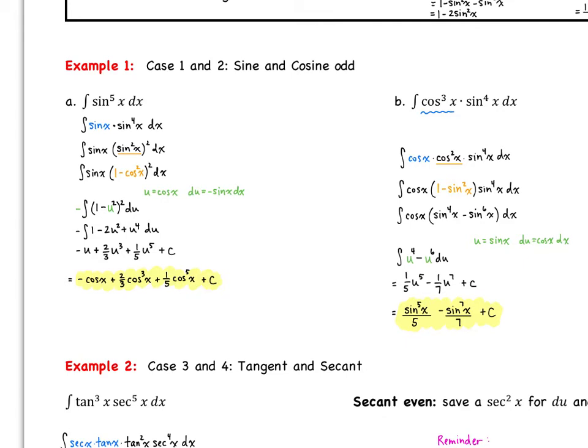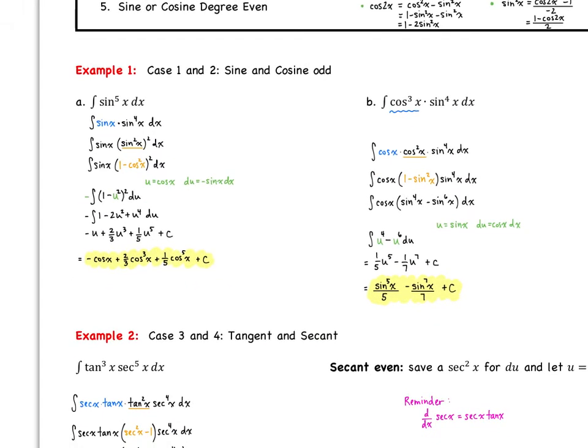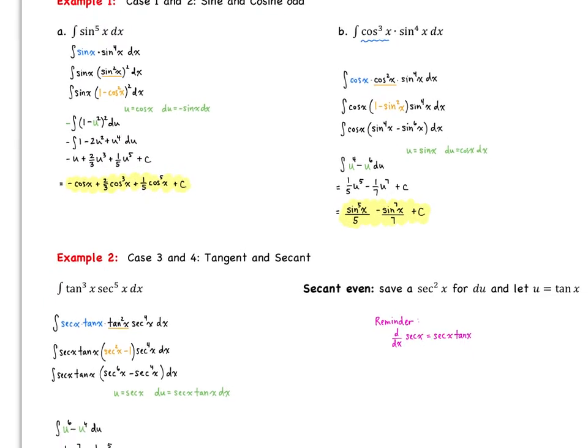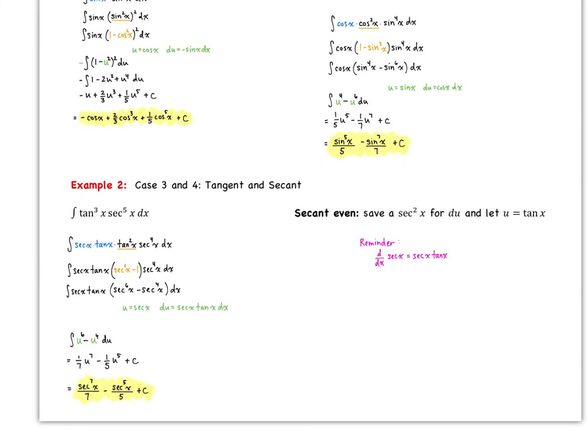Now let's take a look at example 2, where we're going to look at tangent and secant, and what we can do here if they're odd. Just a quick review: if secant is even, we're going to save a secant squared for du and let u be tangent of x. And just a reminder, the derivative of secant is secant tangent.